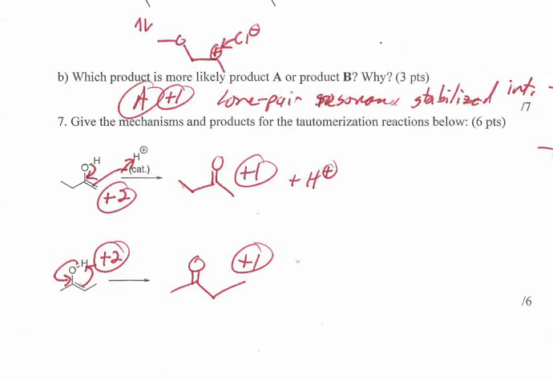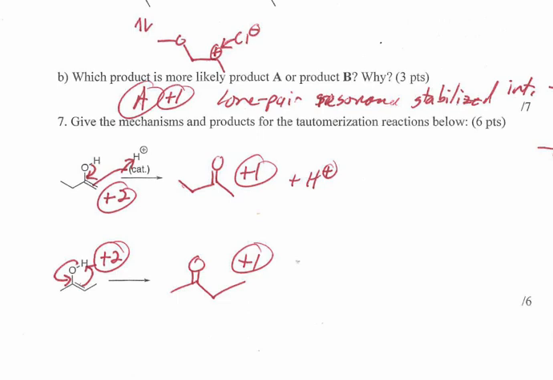Nice. Give the mechanisms and products for the tautomerization reactions below. If you see tautomerization, you should immediately recognize that these enols are going to be turned into ketones, or carbonyls. One of the things you could have done right away, before you even draw the arrows, was just to draw this. If you see this, you recognize, oh, there's going to be a pi bond here and this H is going there. Pi bond here, right? Just recognize those things, that'd be a good thing to do right away.